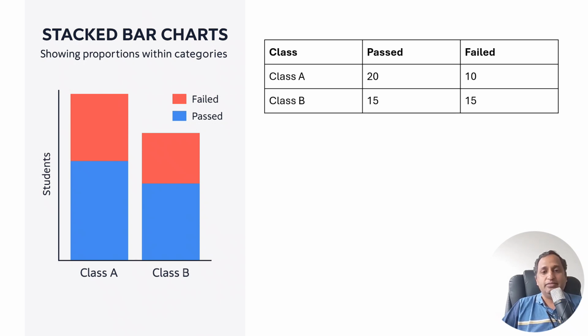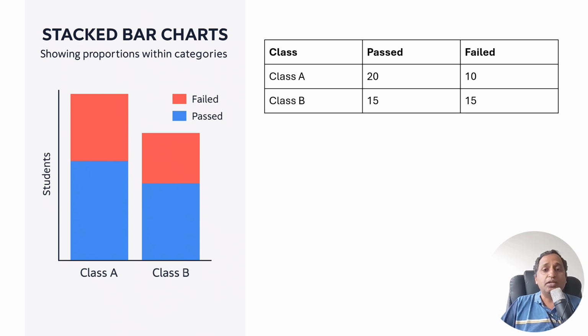What we can see instantly is that class A has more blue passed than red failed, doing better overall. Class B has equal parts passed and failed, which needs attention, right? So by looking at the chart, you can immediately see that this particular class has more pass than fail, while in the other class they are equally distributed. You can visually compare both the total students and the success rate per class in one view, and it helps you see both absolute numbers and proportion.